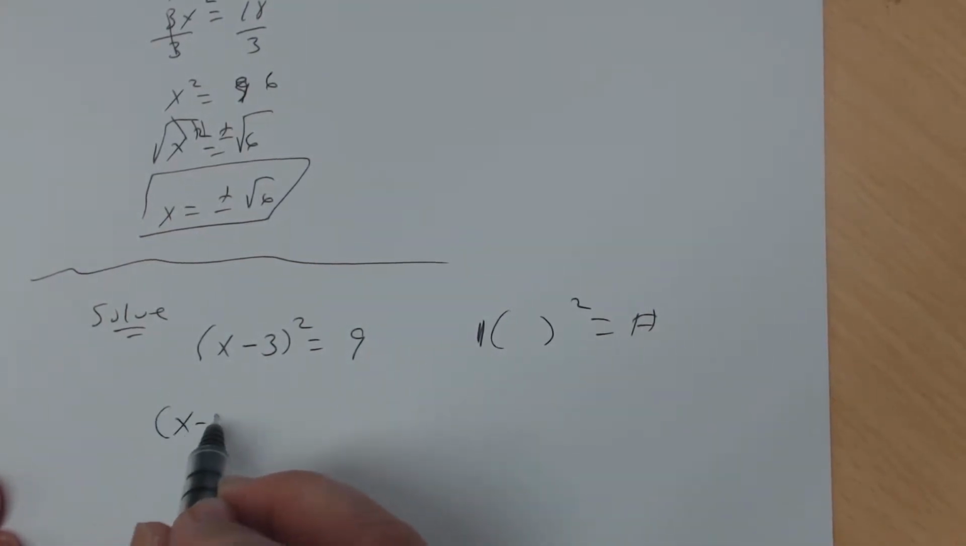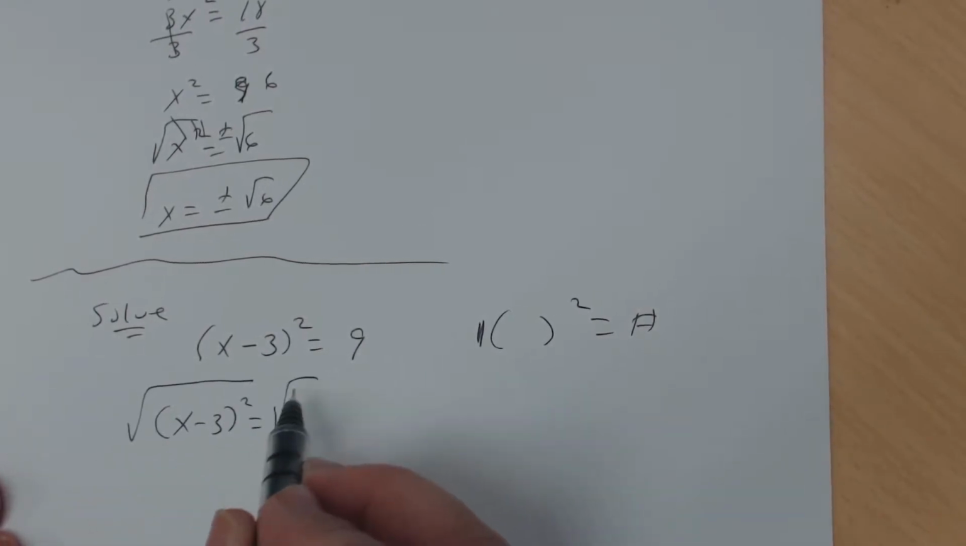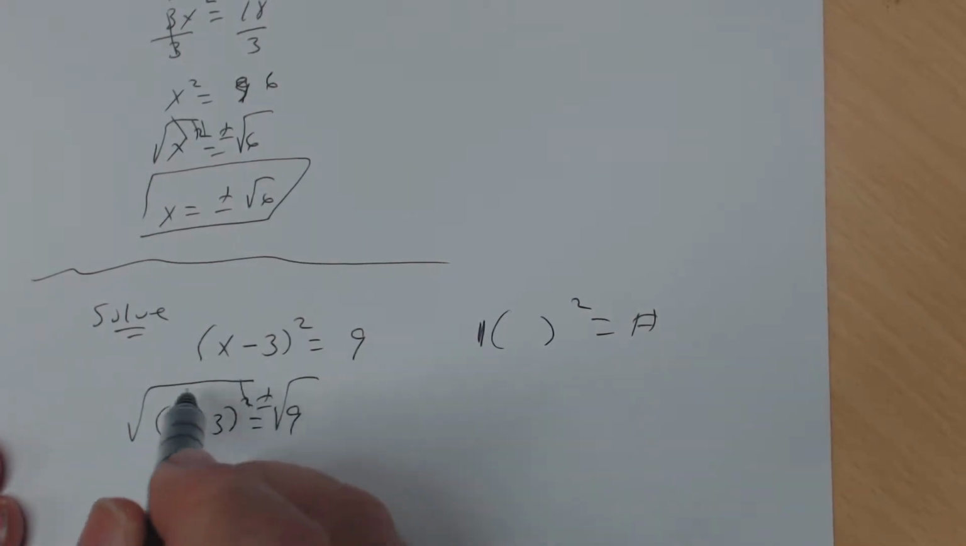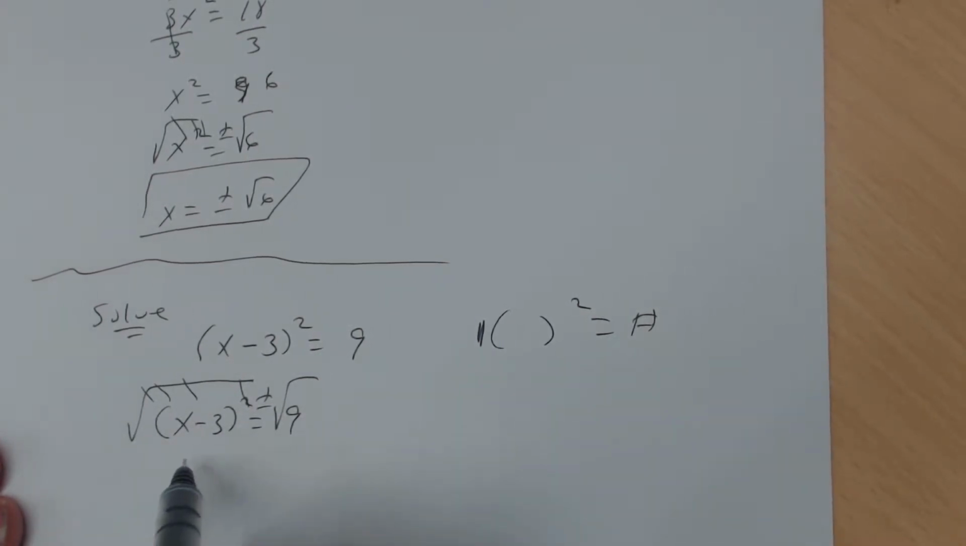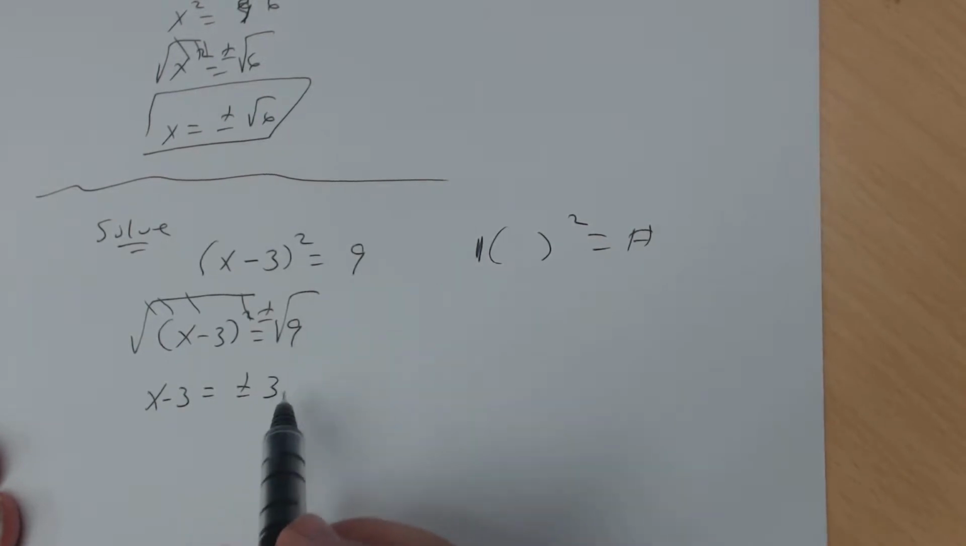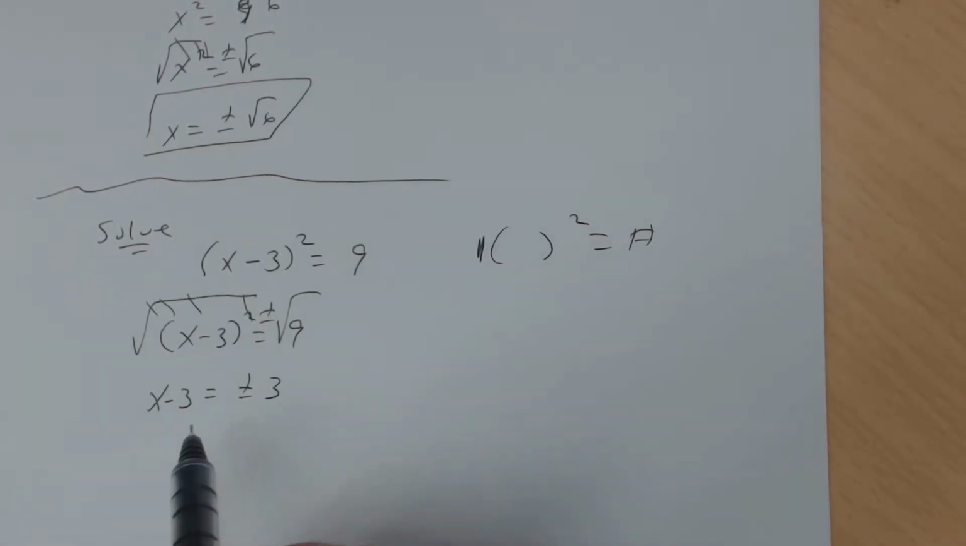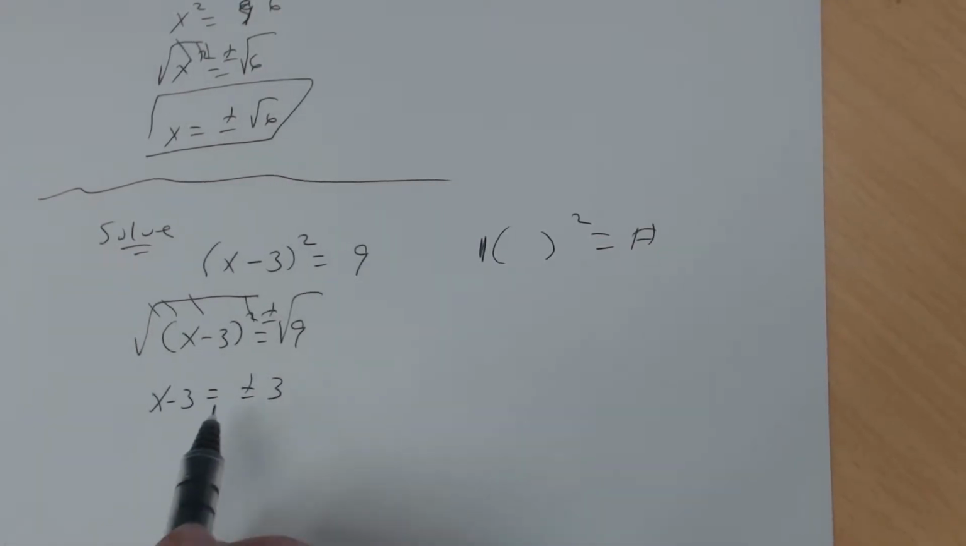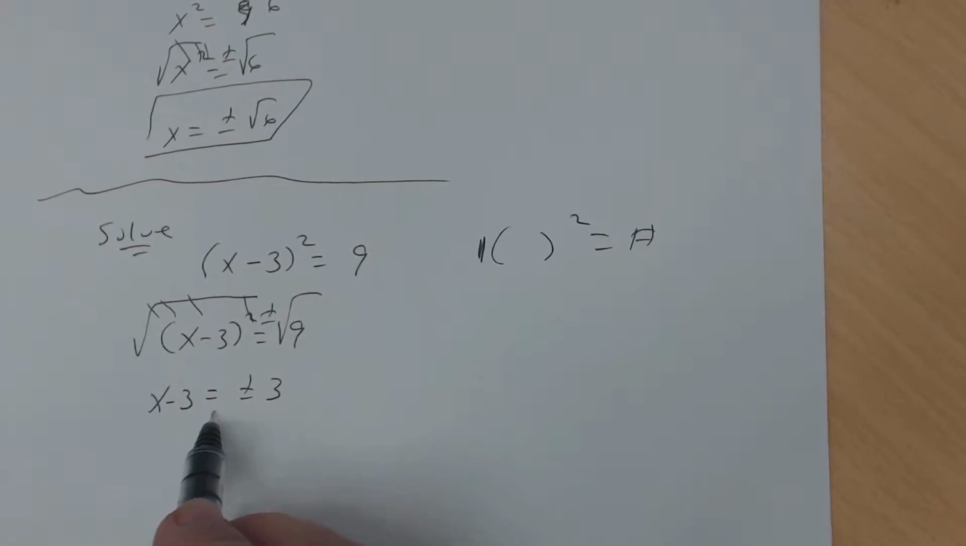Okay, so I'm going to rewrite the equation. Then I'm going to take the square root of both sides, plus or minus, just like we've done before. And don't forget, the square and the square root undo each other, so you get x minus 3 equals plus or minus, and the square root of 9 is 3. Now, the way you want to write it is this way. To be on the safe side, this is the way you should write it, just to be careful.